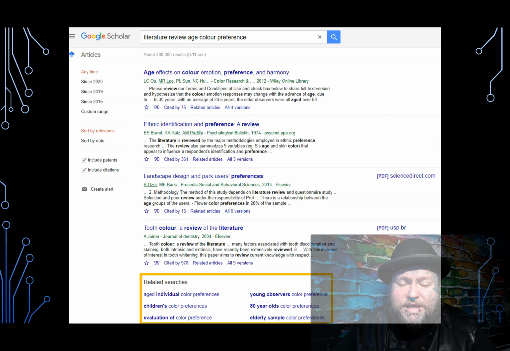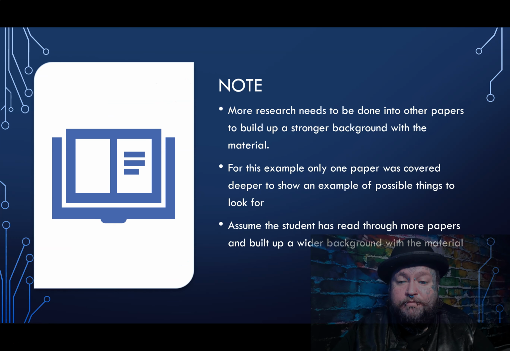But we'll probably want to keep searching for more from this. This is only the first page. There's others that we want to find. We see other things here, like other related searches, like aged individual color preferences, children color preferences, evaluation of color preferences. You're like, okay, well, this is excellent. This is giving us lots of other stuff we can start researching and building off of, from the very beginning, using these tools to help us, from one keyword to the next and building up from there. So more research needs to be done.